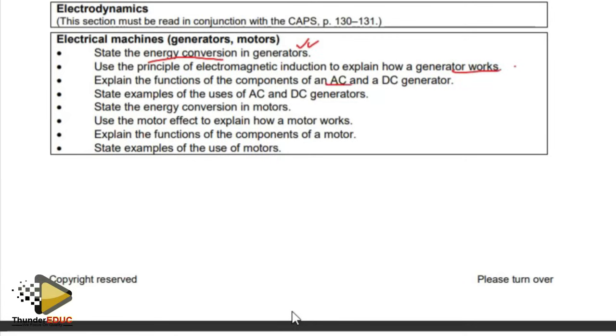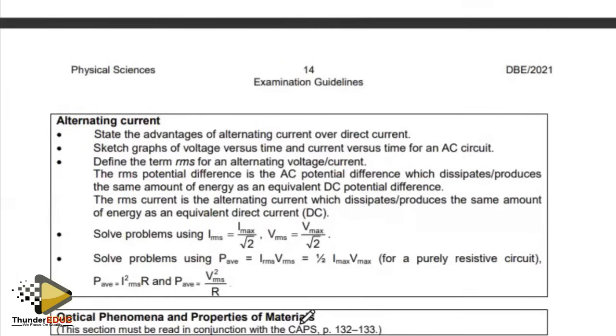Explain the functions of the AC and the DC generator. Examples of uses of the AC and DC generators. And then energy conversion in motors. The motor effect, to explain how the motor works. Functions of the components like the slip rings and the brushes. Examples where motors are used. And then under this, we also tackle the alternating current, the AC, advantages of AC over DC, sketching the graphs, and defining the RMS. So here is the definition.